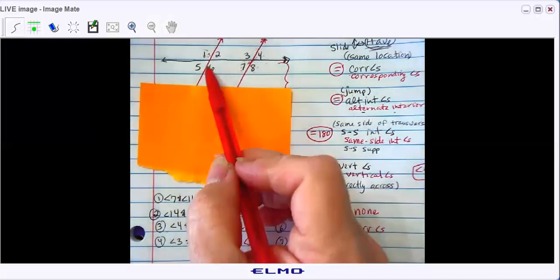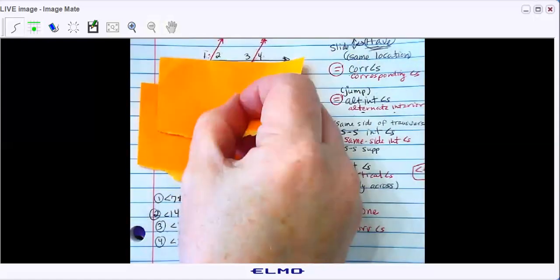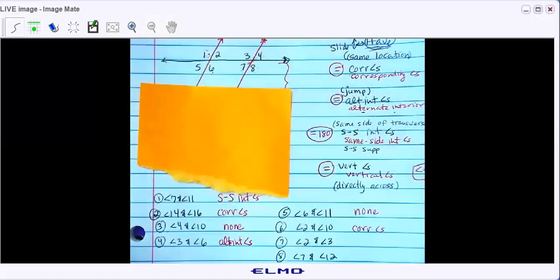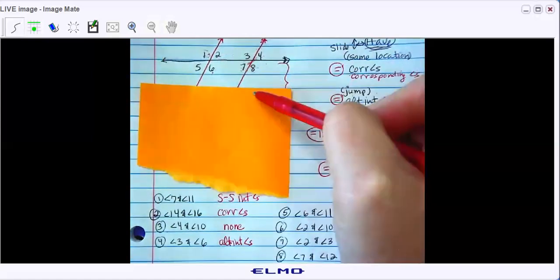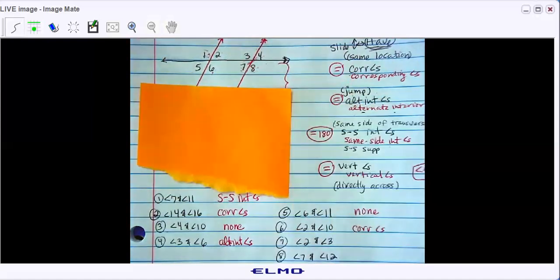On here they're on the same side right there. Okay, that's going to tell us that they're the same side interior. In order to be alternate interior, they would need to jump over that black line, like a checker piece jumping over the opponent. Okay, does that make a little more sense? Mm-hmm.